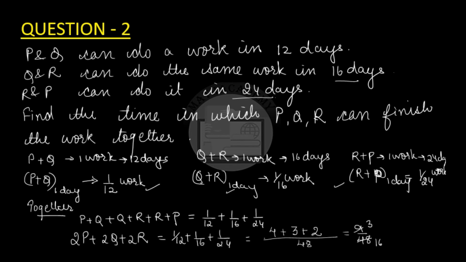So when P, Q and R work together, 1P, 1Q and 1R, we can take 2 common. This is 3 by 16 of the work, and this is the work done in 1 day. So 1P, 1Q and 1R working together, 1 day's work will be 3 by 16 into 1 by 2, which is 3 by 32 of the work.